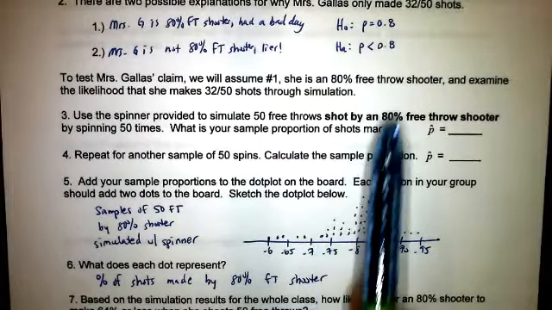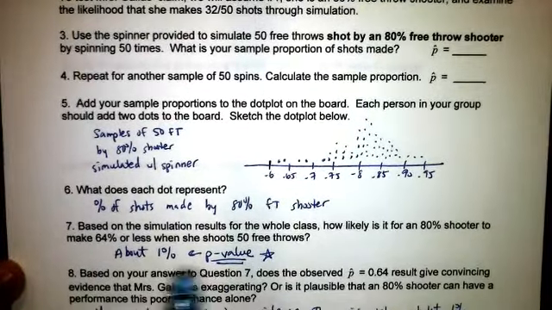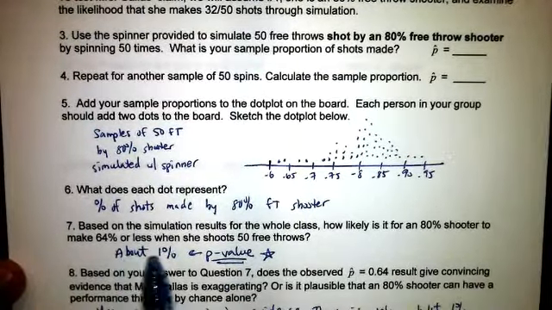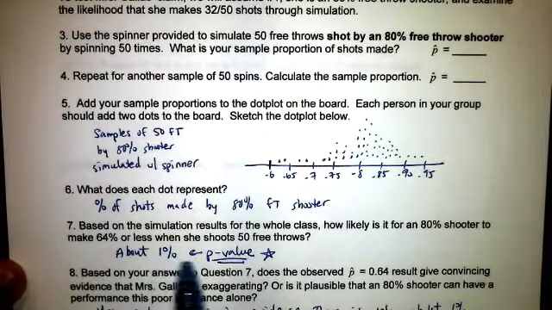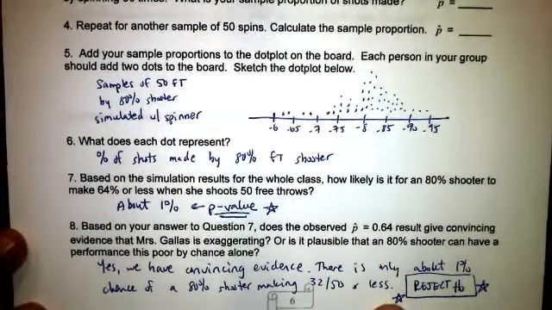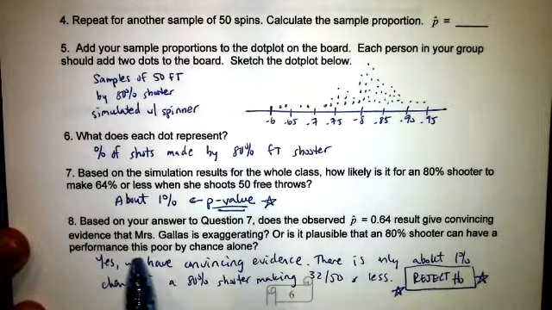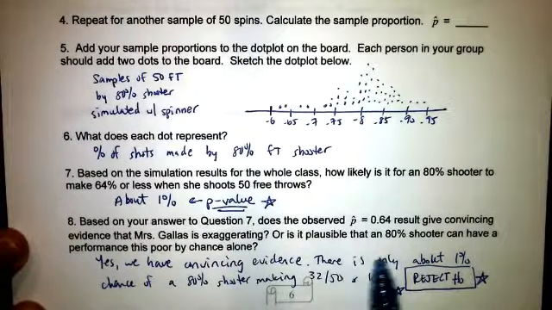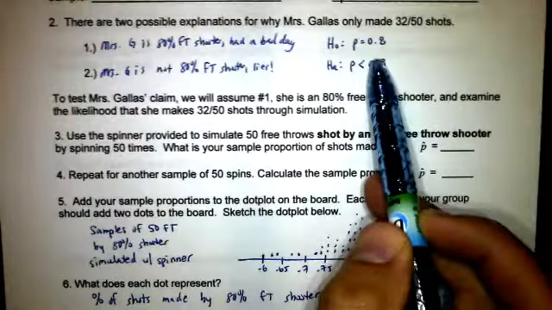If you do this a bunch of times, the p-value, the probability of it occurring, 64% or less, is going to be about 1%. That's our p-value. Because we got a p-value of about 1% from all these simulations, compared to what we normally compare to, about 5%, we do have convincing evidence, since there's only about a 1% chance of an 80% shooter making 32 out of 50 free throws or less. So we would reject the null hypothesis. We'd have enough evidence to reject the null hypothesis and go with our alternative hypothesis.